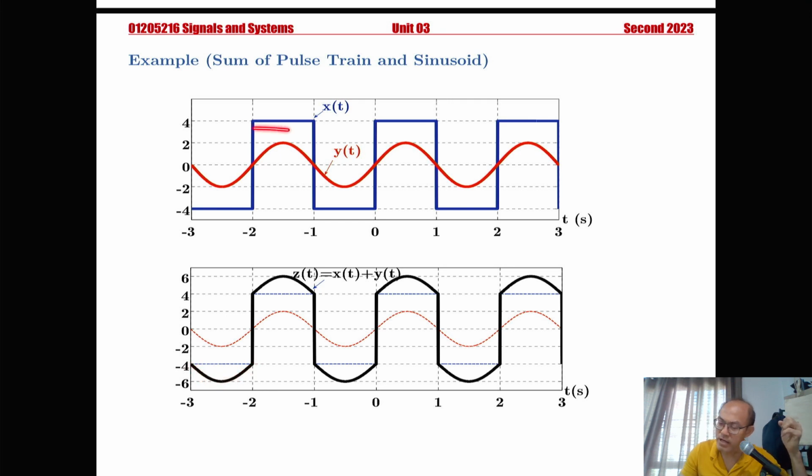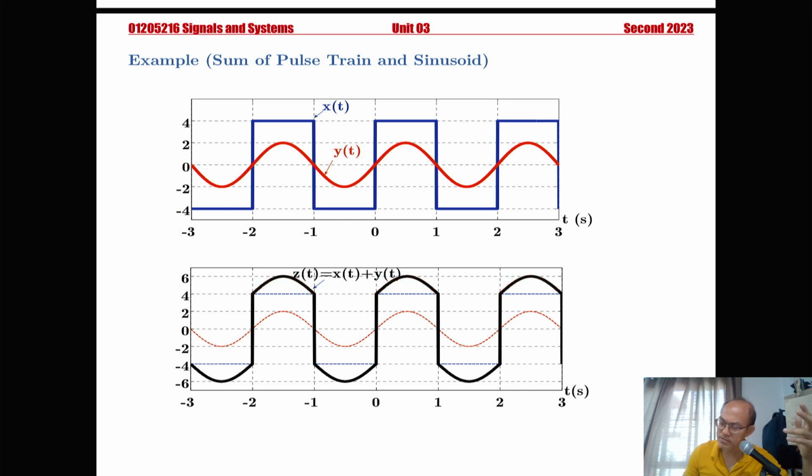Whenever x is negative, we shift the signal y in that interval down by 4. So that's why we have this. But whenever x is positive, we're shifting the red line in those intervals up by 4. So here y goes from this graph, shifted up by 4, so it becomes this.